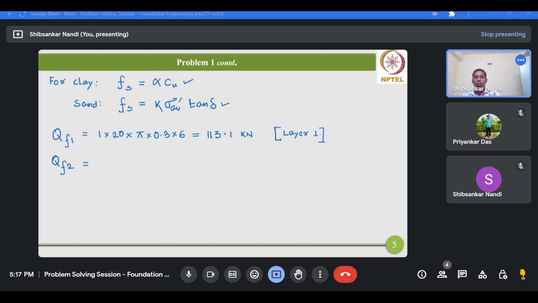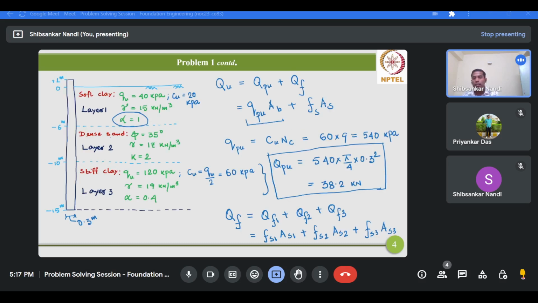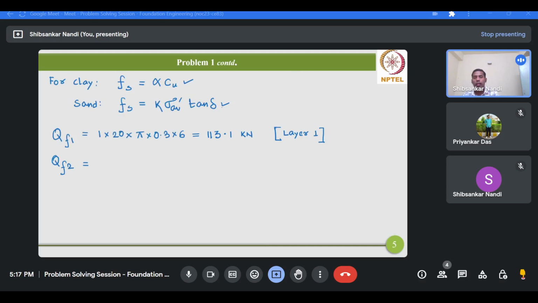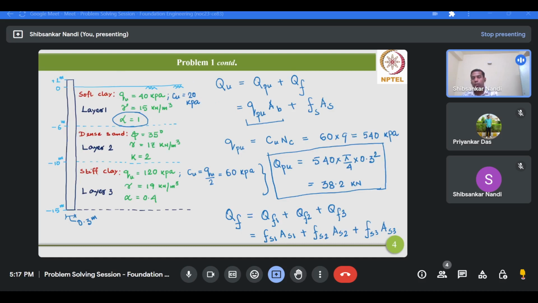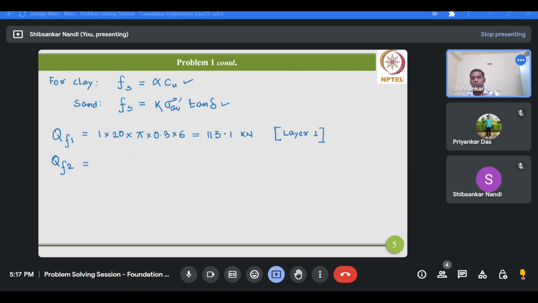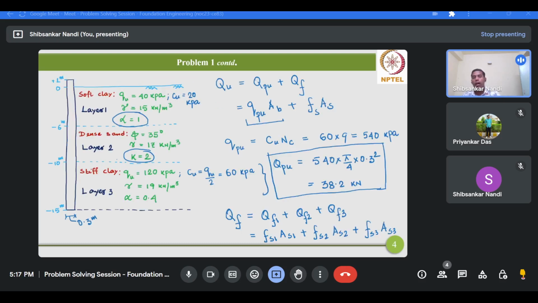Now for layer 2, since this is a dense sand, you have to use the second expression, K times sigma AB average times tan delta. Now what is the earth pressure coefficient given for this layer? So this is 2. So it will be 2 multiplied by sigma average, the average effective overburden pressure for this layer.